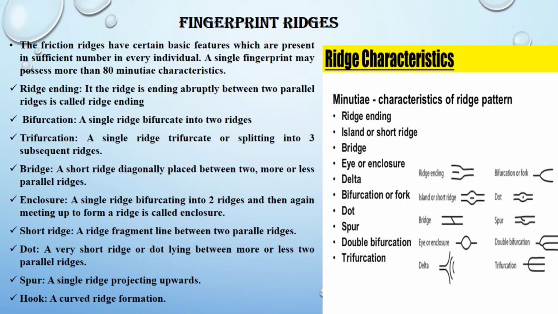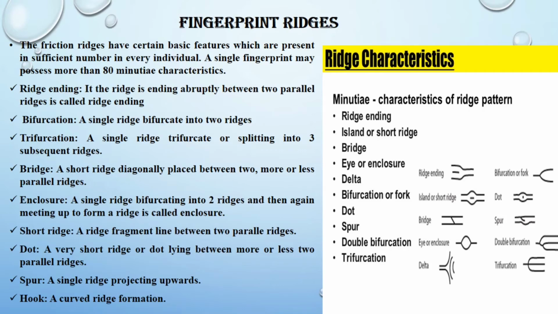Fingerprint ridges. The friction ridges have certain basic features which are present in sufficient number in every individual. So there are friction ridges present on the pattern of fingerprint, in sufficient number in each and every individual. A single fingerprint may have more than 80 different ridge characteristics. Minutiae is known as a characteristic of ridge patterns.